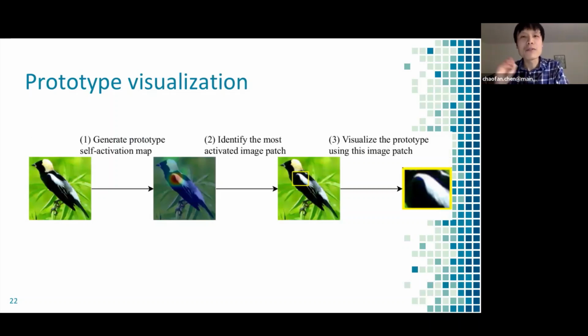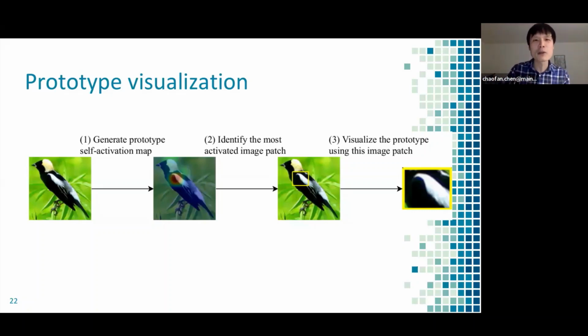And now I'll talk about how we visualize the prototypes. Because of stage 2 of training ProtoPNet, at least we know the training image where the prototype is projected onto, whose latent patch the prototype is projected onto. But we need to identify which patch from that training image this prototype corresponds to. So the way we do that is we visualize a prototype by identifying the image patch that corresponds to the latent patch of the training image where the prototype originates using these 3 steps.